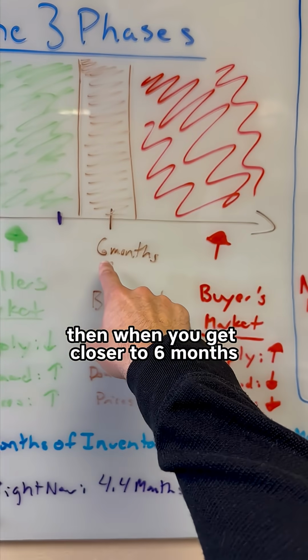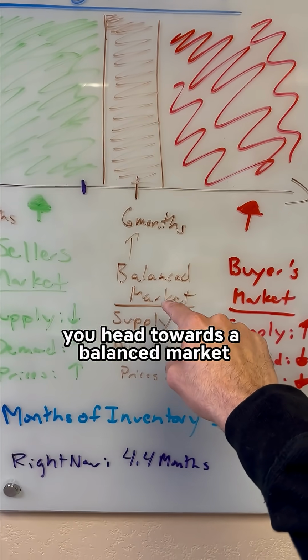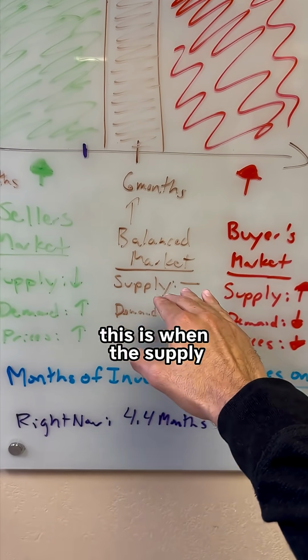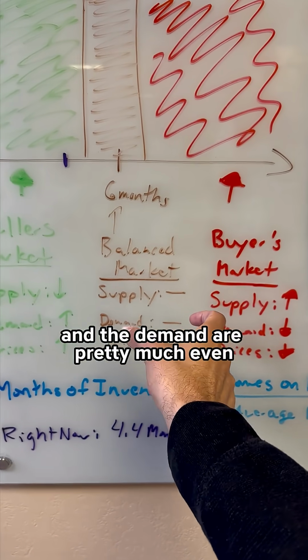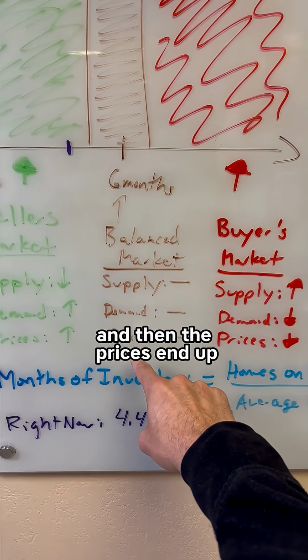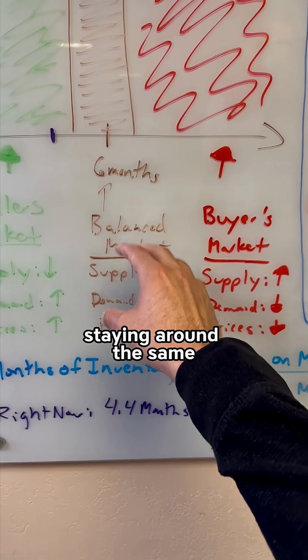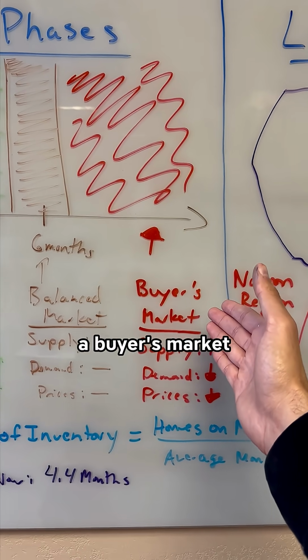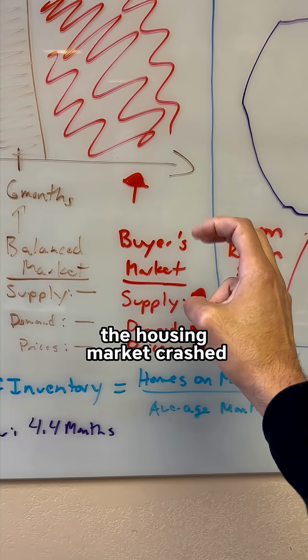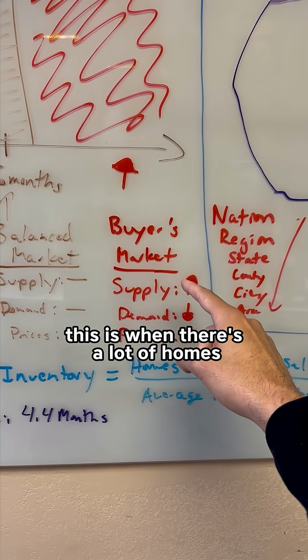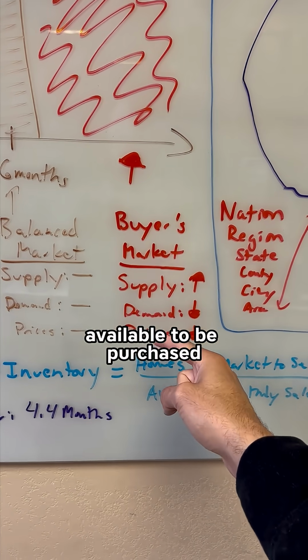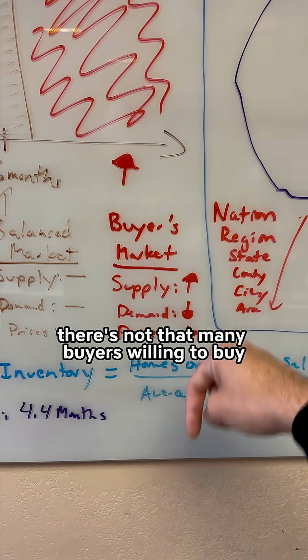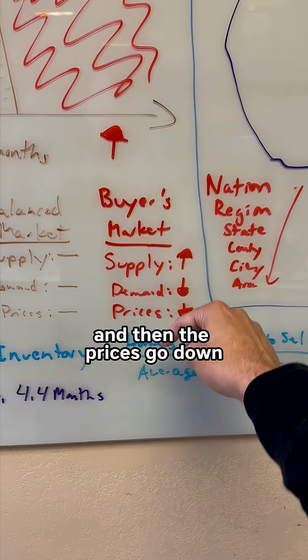Then when you get closer to 6 months, you head towards a balanced market. This is when the supply and the demand are pretty much even, so things stay intact. And then the prices end up staying around the same. Then when you get past 6 months, you start heading towards a buyer's market. This is when you hear the housing market crashed. This is when there's a lot of homes available to be purchased. There's not that many buyers willing to buy, and then the prices go down.